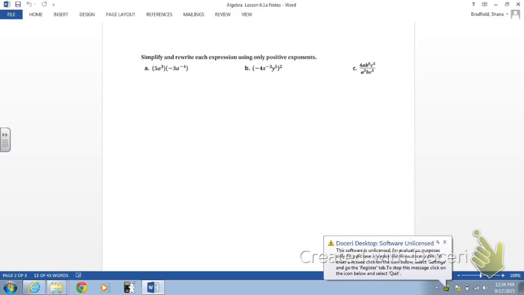So for A, I have 5a to the third times negative 3a to the negative 4th. That's really a bunch of products together. 5a to the third is a product, so that's 5 times a to the third. And then you also have negative 3 times a to the negative 4th.